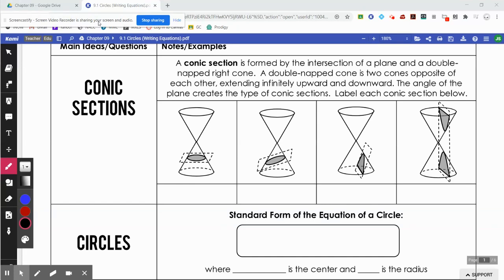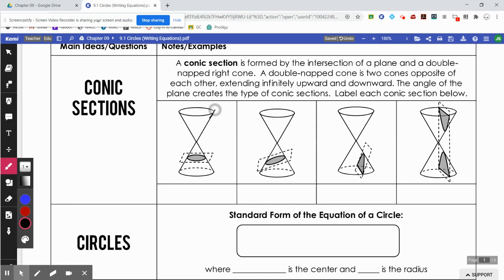Okay, in this section, we start talking about conic sections. By definition, a conic section is a cross section of cones. That's all it is. That's the reason we call it conic section, cross section. So a conic section is formed by the intersection or the cross section of a plane and a double napped right cone. So you see the double cone right here? A double napped cone is two cones opposite of each other extending infinitely.